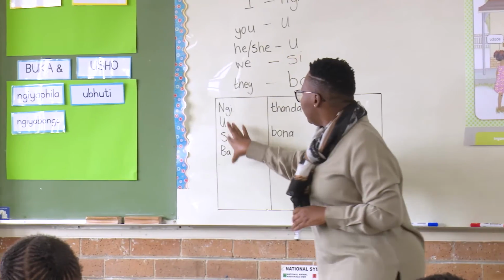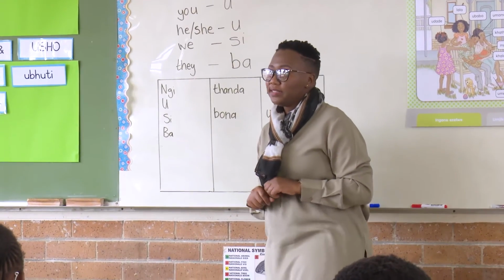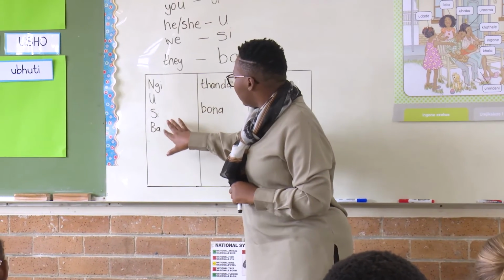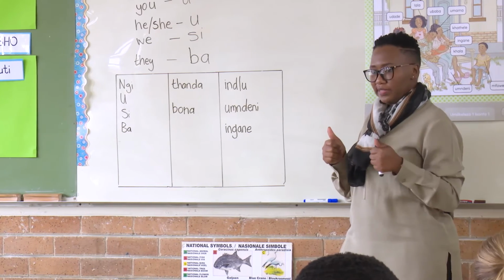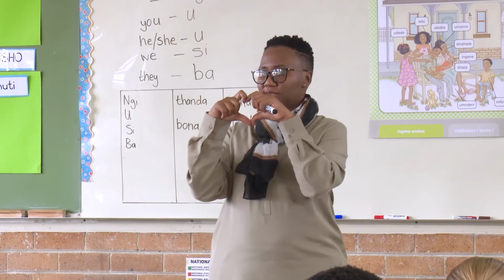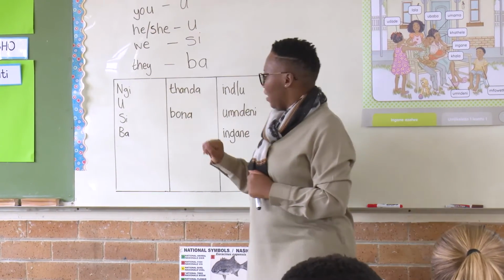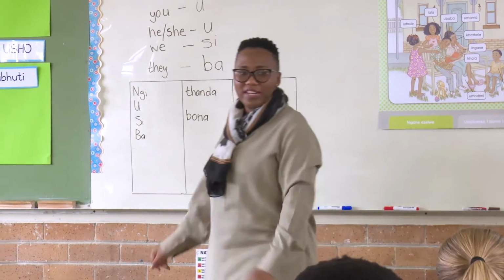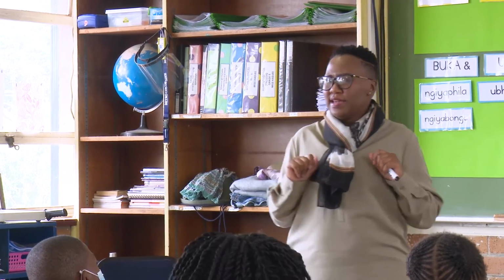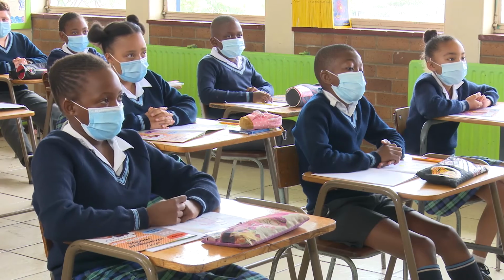Excellent. Okay, so I've got a little table on the board, and what we're going to do is we are going to make sentences using our pronouns. Okay, so we've got ngi, u, si, ba, which we all know what those mean, right? Okay, and then we've got the word tanda. Do you remember what tanda means? Okay, to like or to love. So we've got tanda, and we've also got bona. Remember when we were reading our story and I first asked you, ubona ini. What does bona mean? To see.